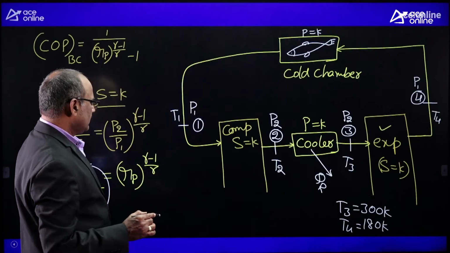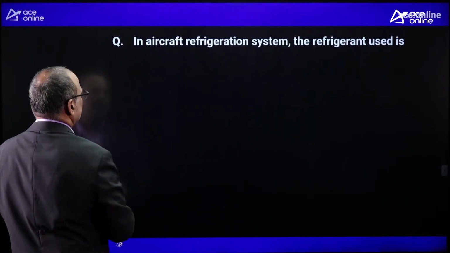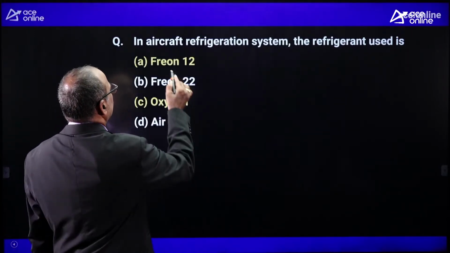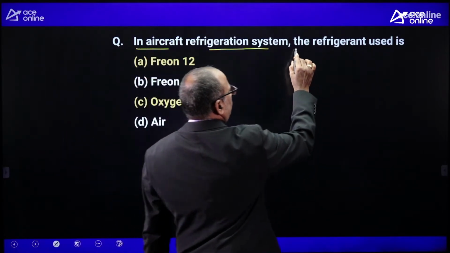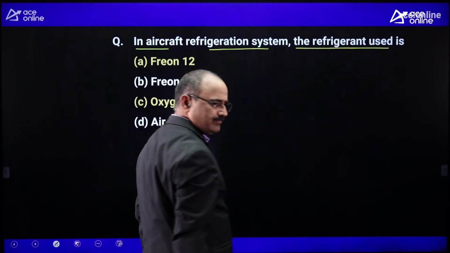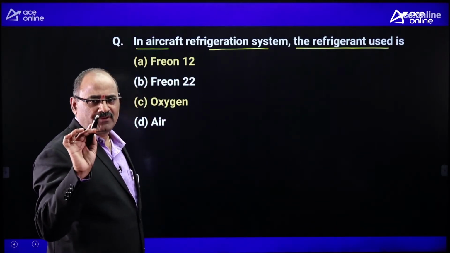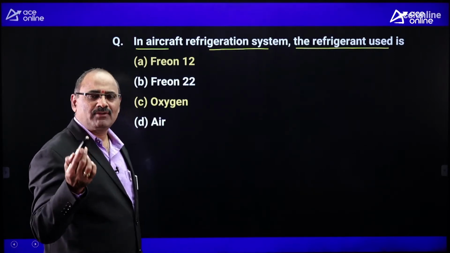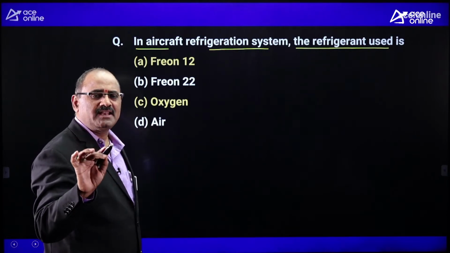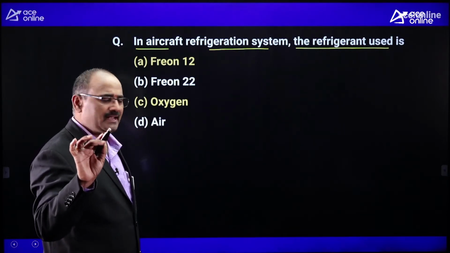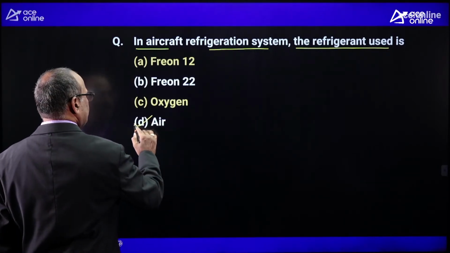Now let us take another important question. Try to read it clearly. In aircraft refrigeration system, the refrigerant used is, dear friends, remember, air is the refrigerant for aircraft refrigeration. Once again, atmospheric air is the refrigerant for aircraft refrigeration. Option D is absolutely correct.